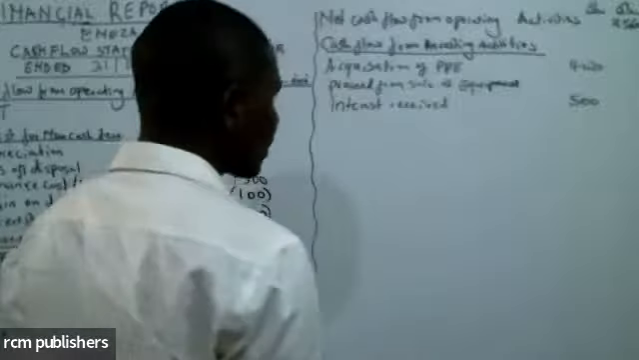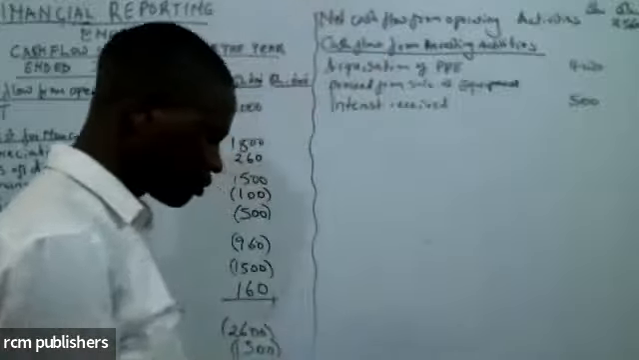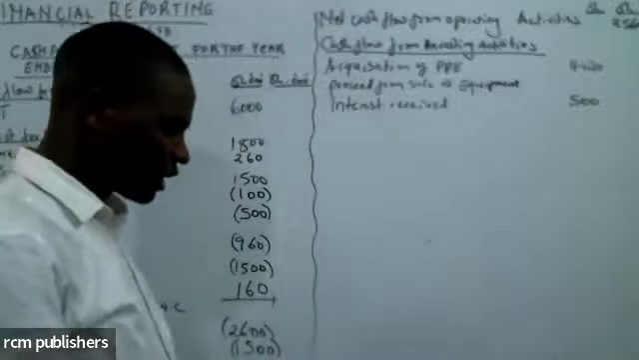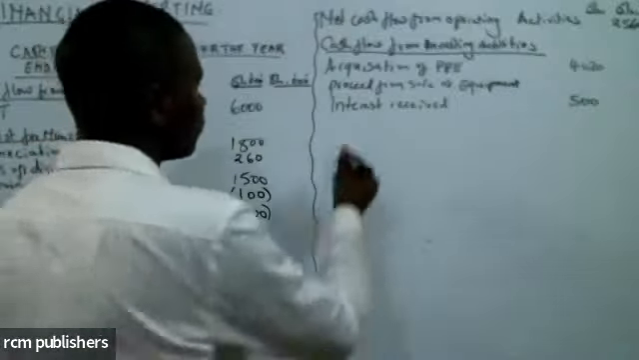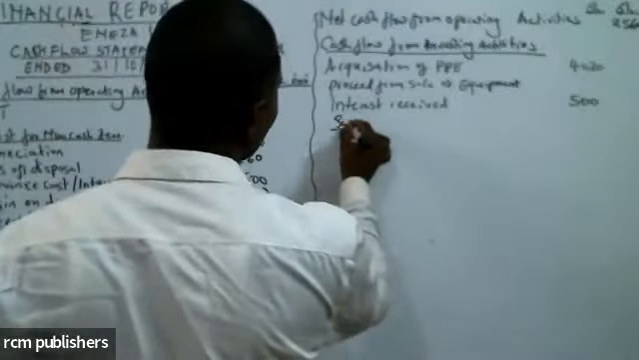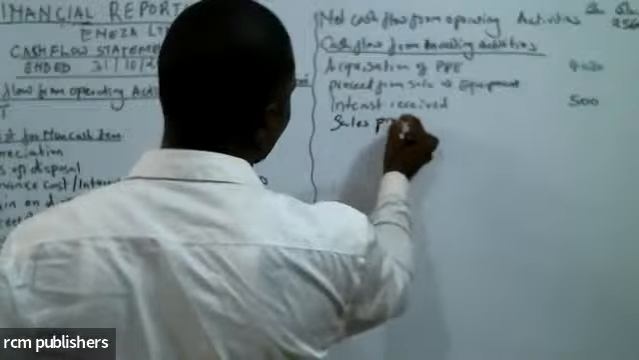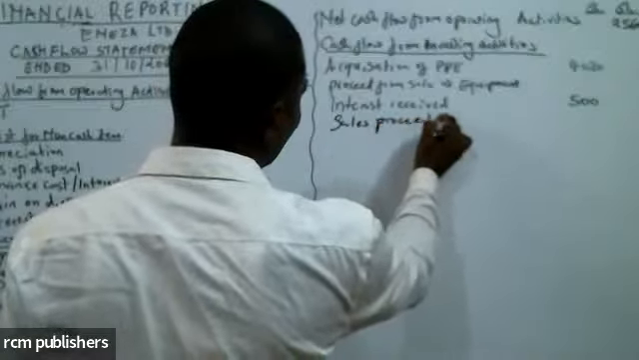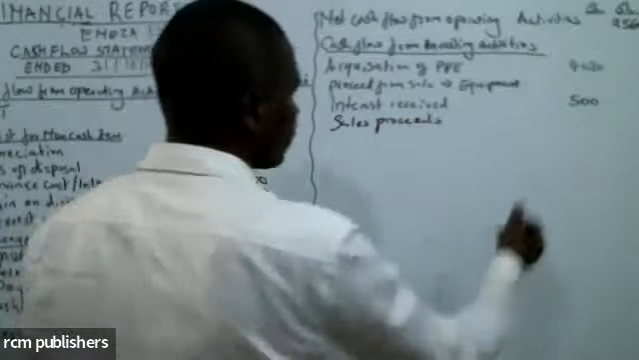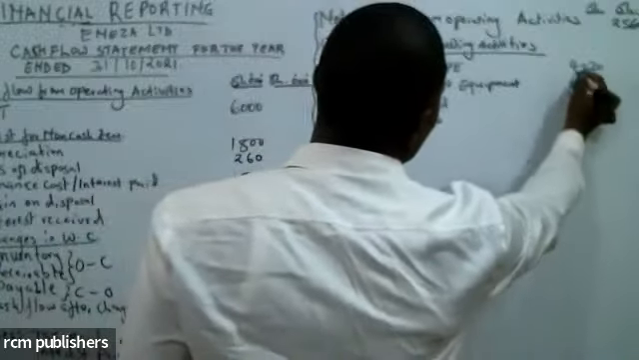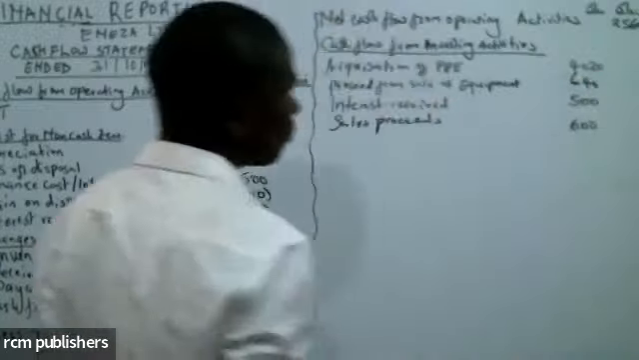Then there was also another disposal. There was also another sale we sold. Sales proceed. Tuliuza another item. This was 640. What else do we have?